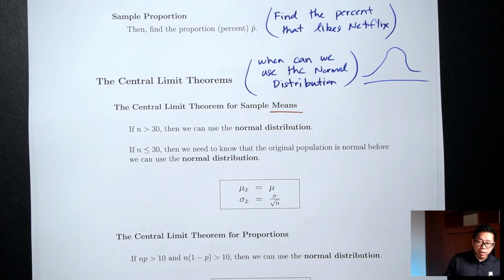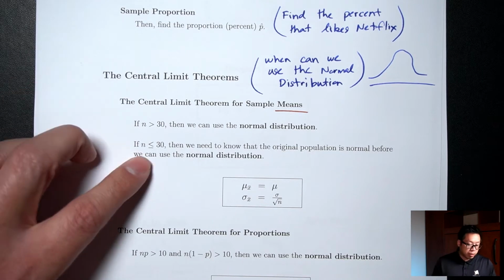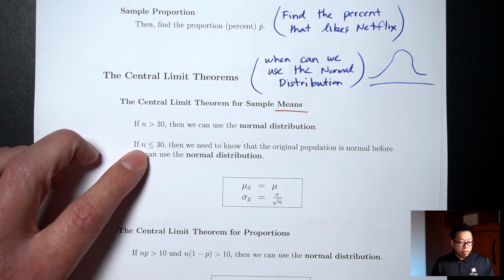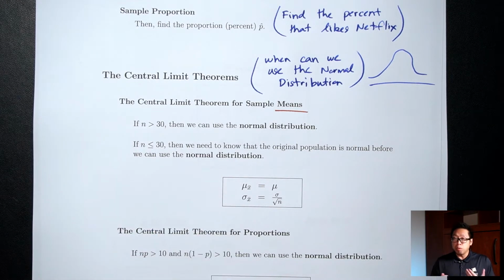Now, what I didn't talk about last time was, what if your sample size is not large? So what if your sample size is less than or equal to 30? If your sample size is small, then you need to know that the original population is normally distributed before you're allowed to use the normal distribution. Which is why in the very first lecture when we introduced the normal distribution, I was careful to include the words normally distributed in every single situation. That's because in that lecture, we were only picking a sample size of 1.